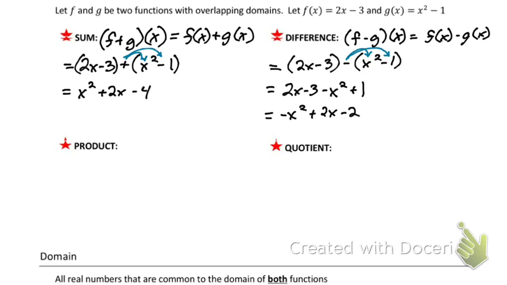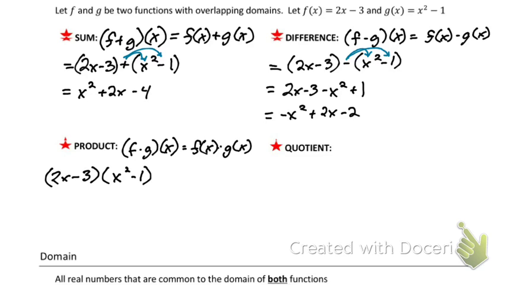Product isn't that big of a difference. We just changed that addition and subtraction sign to a multiplication sign. So for our product, we would have f times g of x, which would look just like f of x times g of x. Once again, when I substitute stuff in, I'm going to make sure to use parentheses. So we'll use parentheses around the f of x. So we are going to have 2x minus 3. That's a terrible 3. That's a better 3. And we're going to multiply that by x squared minus 1.